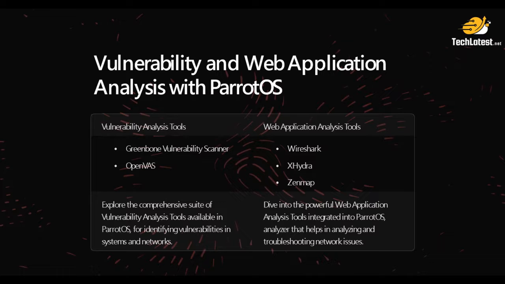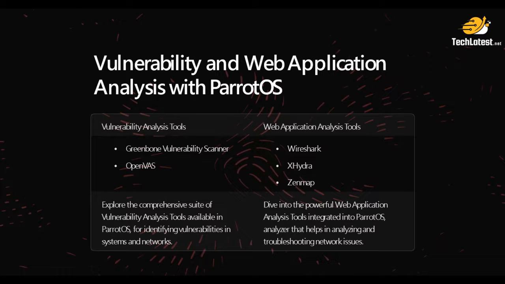It involves identifying weaknesses or loopholes in system software that can be exploited by attackers. With ParrotOS, we have access to a wide range of tools for vulnerability assessment, from network scanners like Nmap to vulnerability scanners like Nikto and OWASP. ParrotOS offers a comprehensive toolkit for discovering vulnerabilities in web applications and services.